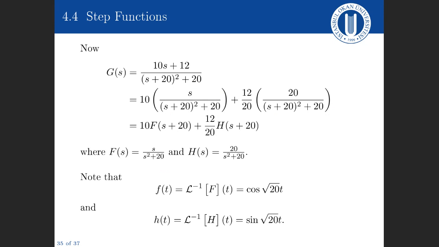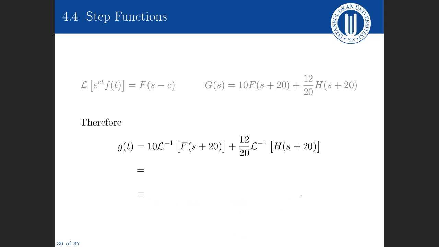Now, here's where there's a mistake. It's true that the inverse of capital F is cos root 20t, but the mistake I made here is that the inverse of capital H is actually root 20 multiplied by sine root 20t. So what I should have done is I should have done square root just here and square root just here. I'll fix that later today and upload the correct slides. For the time being, just ignore that mistake.